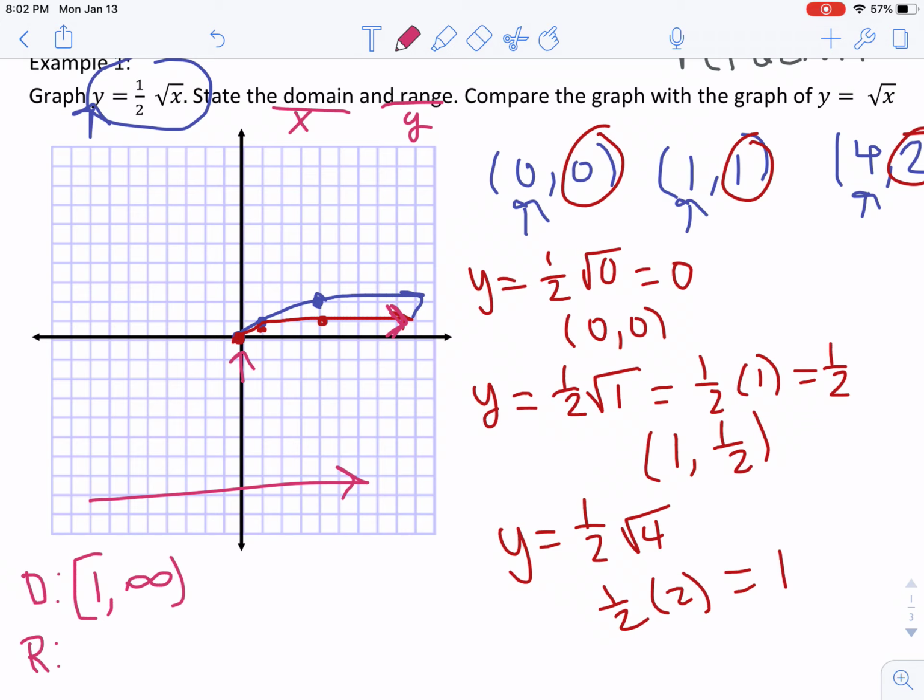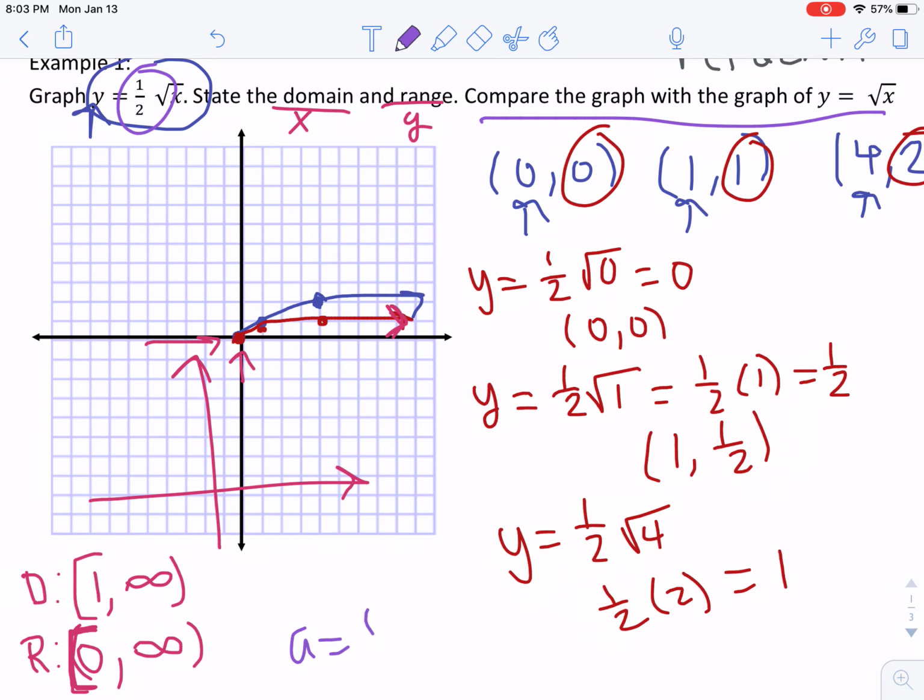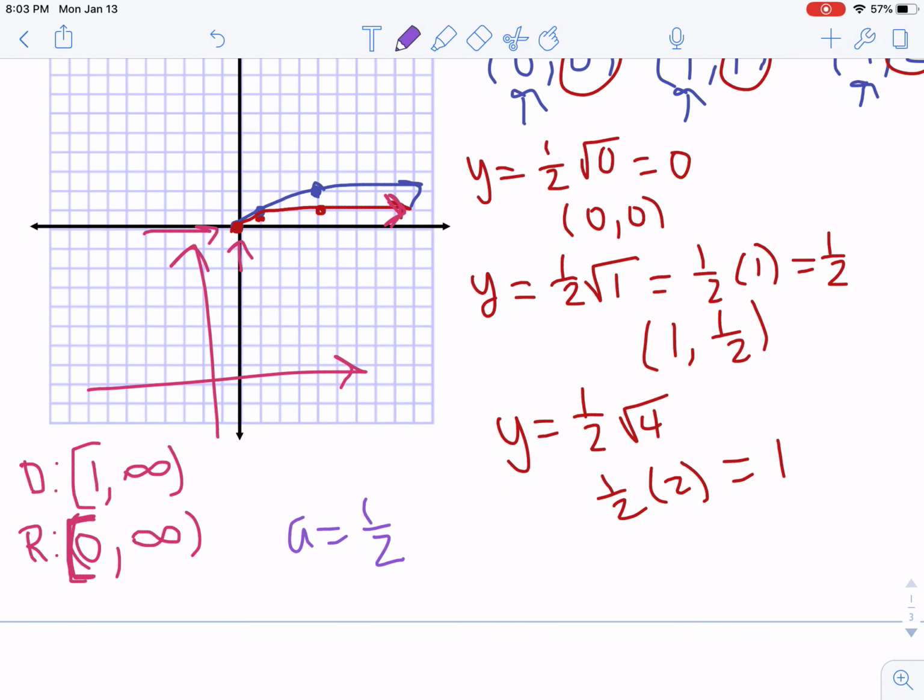And then for our range, which is our y values, we're always going bottom to top. My range starts here at 0, and it goes on to infinity. We include 0, so we put a bracket at 0. The last thing it asks me to do is compare it to the parent graph. We know that since a is 1/2, that should be a compression by 1/2.